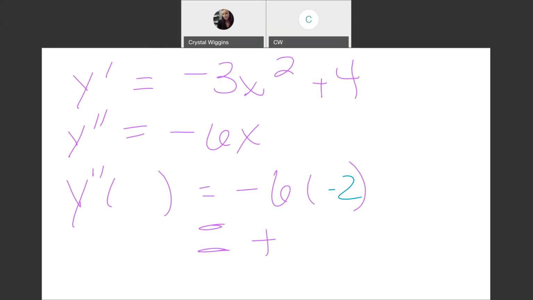Let's put our next test point in, which is 0. And that's going to come out to be 0. Interesting.